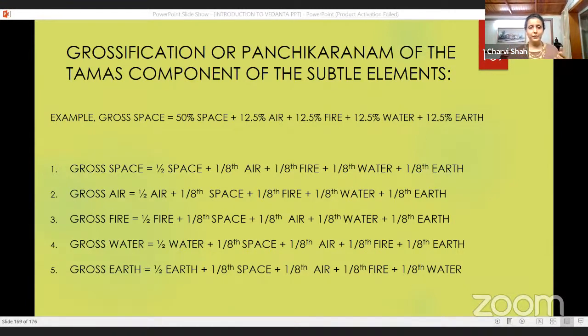So now we know that when we are drinking water or any other liquid, it is not only the Jalatattvam that we are consuming. It is all the five elements that we are consuming. That is how it happens. This is called Panchikaranam, grossification. And this is how all the five gross elements are born. So this is how the five raw materials are born.